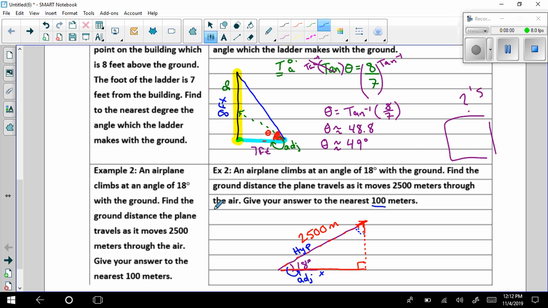Think about all your trig functions. The one that uses hypotenuse and adjacent is cosine, being the ratio adjacent over hypotenuse. So we set up our equation and we say the cosine of our angle, and remember an angle measure always goes with the trig function here, is equal to your adjacent, which we don't know, over your hypotenuse, which is 2,500. All right. So we can then multiply by 2,500 on both sides.